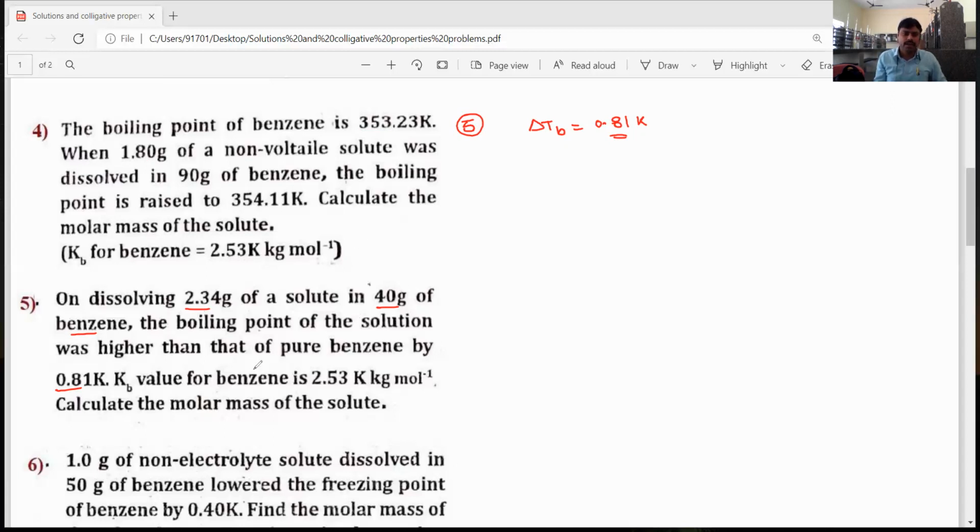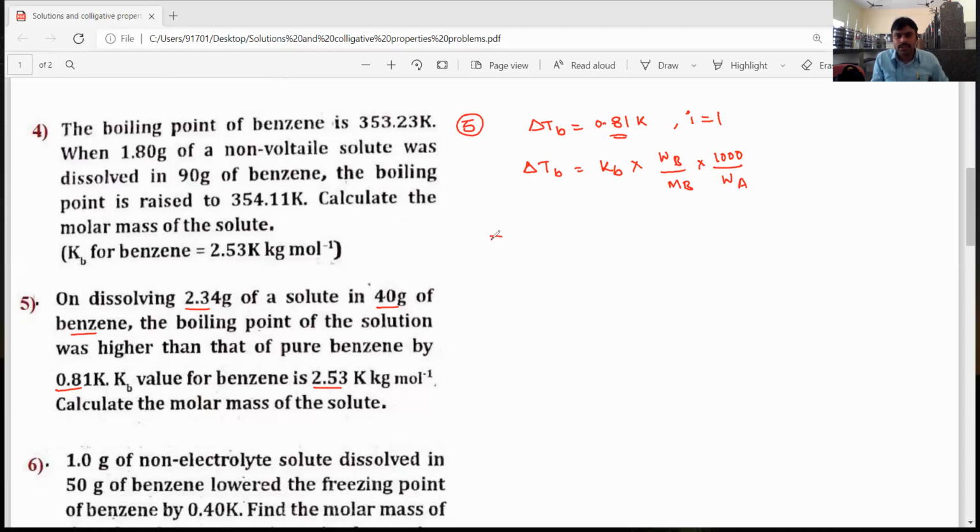benzene. So we need to find the molar mass of the non-volatile solute. The Kb value for benzene is 2.53 Kelvin kg per mole, which they gave. Now delta TB is equal to Kb into molality, and i is equal to 1 for this. Delta TB is equal to Kb into weight of solute by gram molecular weight of solute into 1000 divided by weight of solvent.